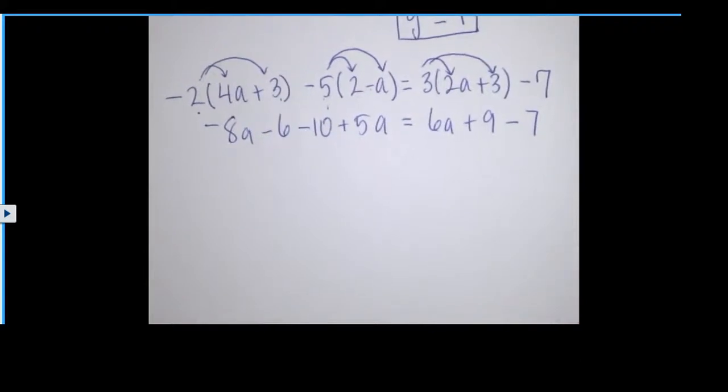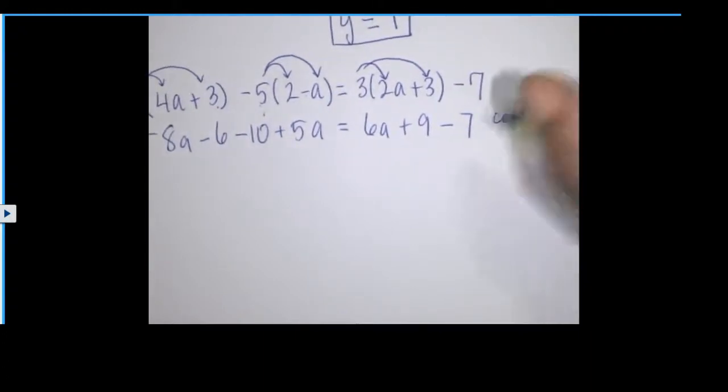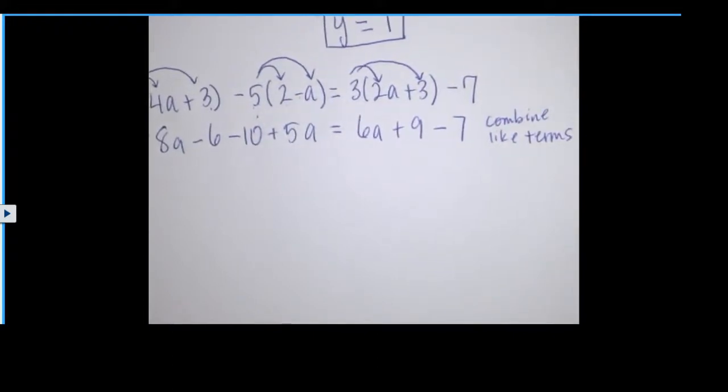Okay, so now, after we've done all the distributive property, let's do combining like terms. If you want me to make a note there, I can. So we're going to combine like terms. This is where we look at both sides of the equal sign and try to figure out if there's anything we can combine.